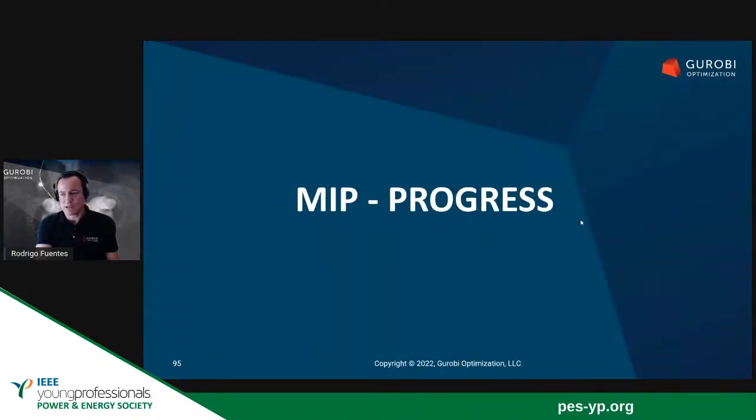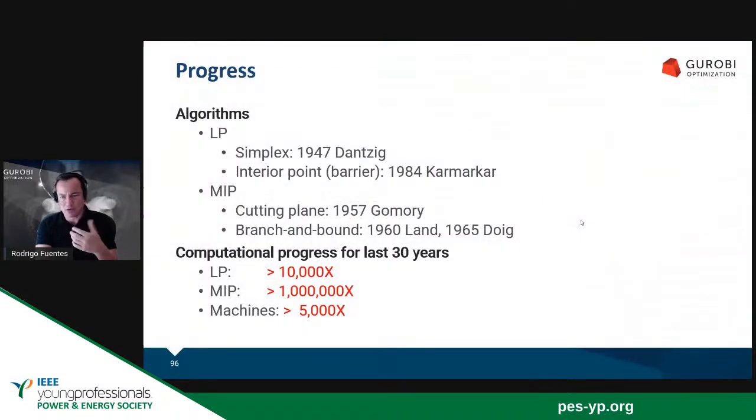Let's talk now about the progress made in MIP. This is a bit more of a historical background. In the 40s, the LP algorithm was devised by George Dantzig from Stanford University. And in the 80s, we had the interior point method by Karmarkar. The theory of cutting planes in branch and bound is pretty old.